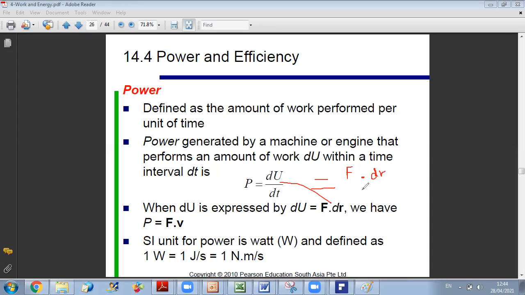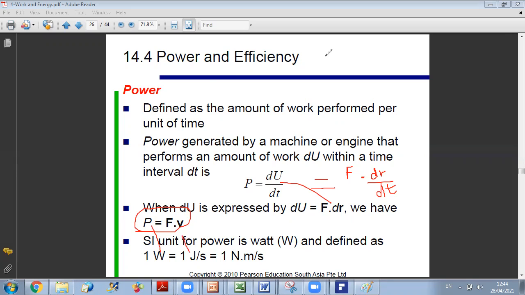And dr over dt represents the velocity vector, so it's the derivative of position with respect to time. So we can say that power can be computed as F dot product v. And the unit of power will be watt, or joule per second if you want.